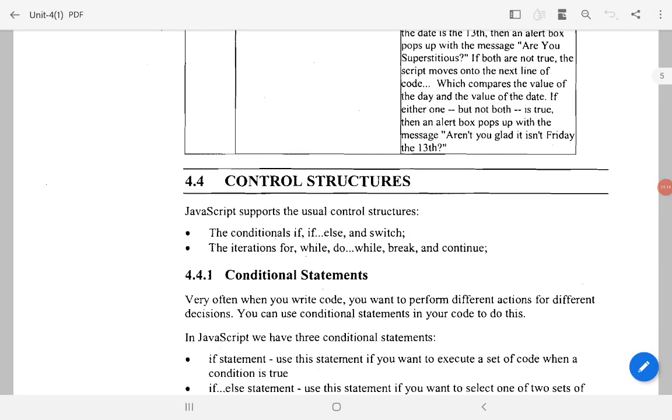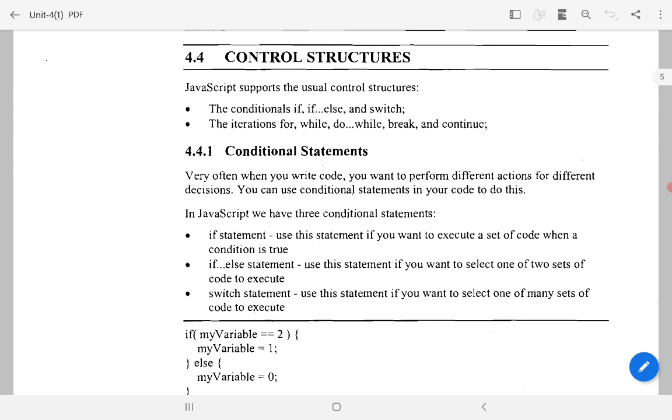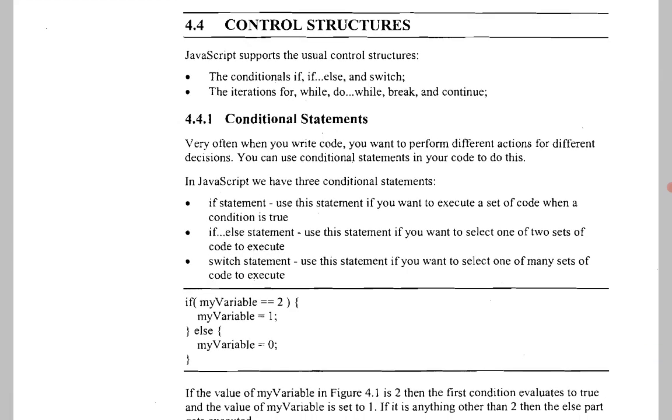So next is control statements. The first set of questions was data types: what are the different data types in JavaScript? Another set of questions is control statements. What are the different control statements in JavaScript? JavaScript supports the usual control structures. Like in C, C++ and Java, the control statements are almost the same.